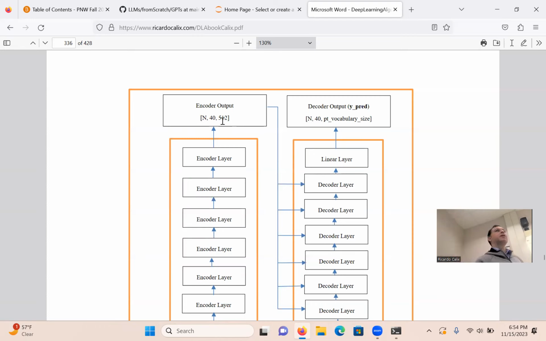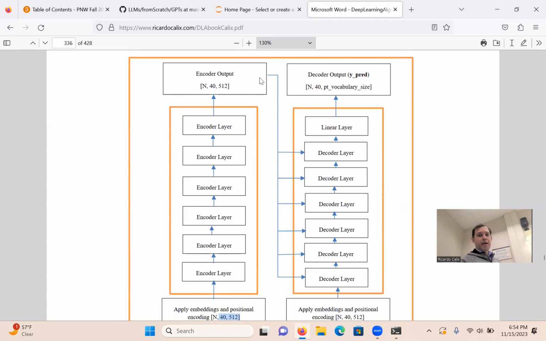Now that's the encoding. What comes out of here is not meaningful to a human. It's just that cube, let's say, with values. You basically encoded the English sentence into that. And then the encoder output goes into all the decoder layers of the decoder of the transformer. You need that information because you're doing language translation.